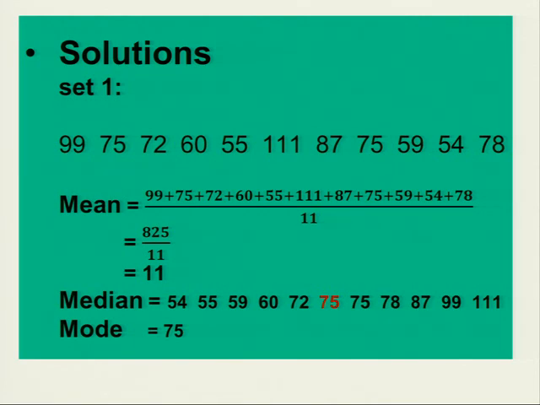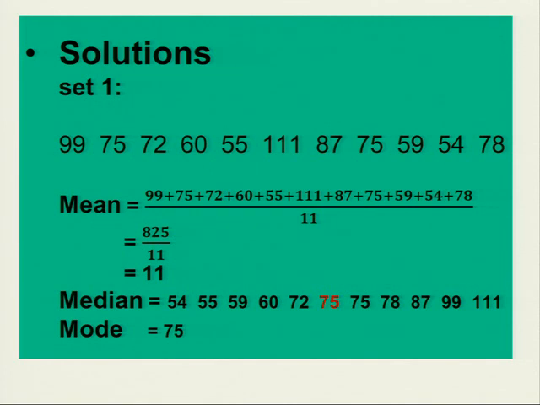Remember, we said the mean, you add all the data together and divide it by the number of data. If you count the number of data that you have in that data set, we have 11 values. So we add up all the 11 values and divide by 11. After adding the 11 values, you get the answer of 825. So that 825 we divide by 11 and we have our mean or the average as 11.